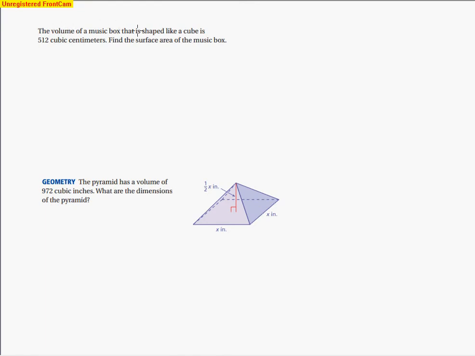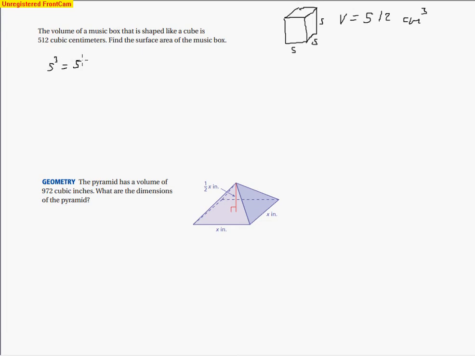It says the volume of a music box shaped like a cube. So remember, the cube looks like this. And it says that the volume of this is 512 cubic centimeters. And so it says find the surface area of the music box. So we need to find the side length first. Since this is a cube, all sides are the same. So it's similar to that first problem that we ended up seeing.